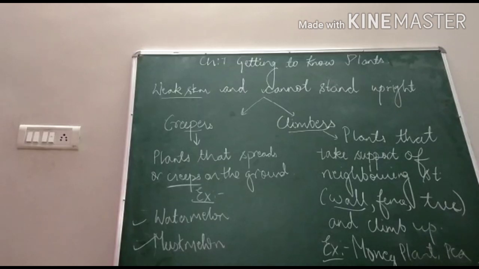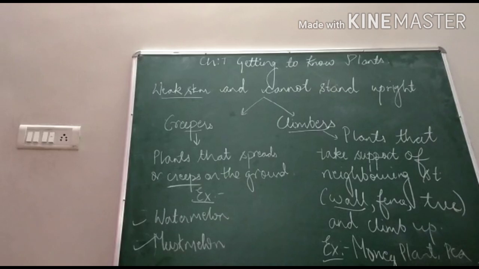And yes, we were studying the previous chapter. In the previous lecture, we have studied chapter number 7, Getting to Know Plants. We also discussed herbs, shrubs and trees. What is the difference between herbs, shrubs and trees? And how to classify or distinguish among the three, we also studied in the previous lecture. Now in this lecture we are going to study some of the different types of plants.